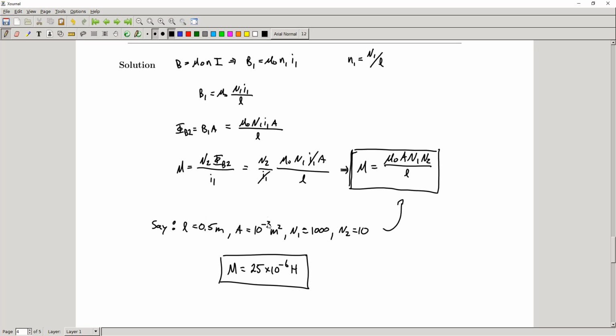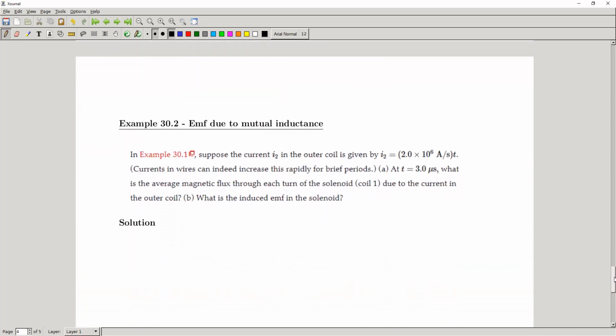The cross-sectional area makes sense also. It's not overly huge or overly tiny. 1,000 turns is reasonable, and 10 turns is also reasonable for your secondary coil. So this is a fairly reasonable number that you might run into depending on the calculations you're doing. Let's take that number forward. It's going to be our mutual inductance that we use in the next problem when we actually need to run some numbers.